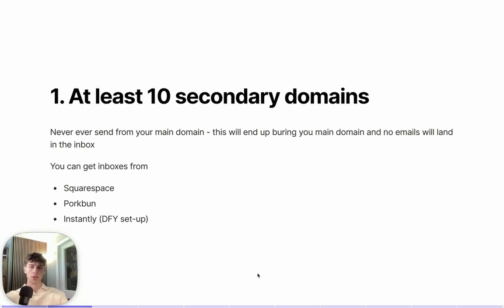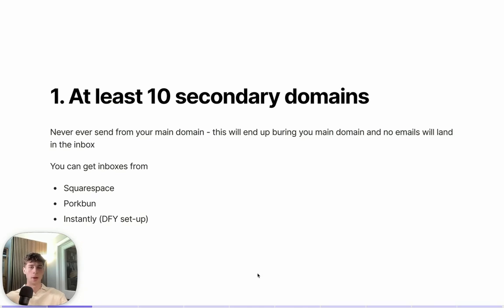So, number one, you need to be using at least 10 secondary domains. Now, you never send from your main domain. This is a common mistake I see a lot of beginners run into, but this will end up burning your main domain. And no emails will land in the inbox when sending from your main domain. So say you're sending an email from your main domain email account to a colleague, they're not going to get your email. So it's not worth it sending from your main domain.